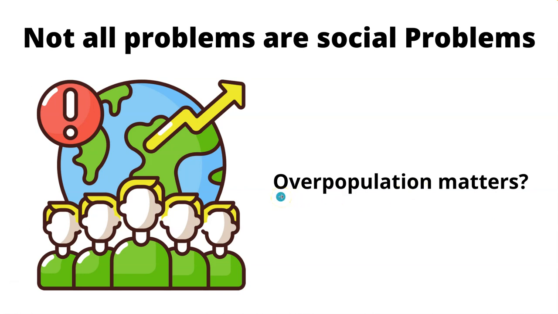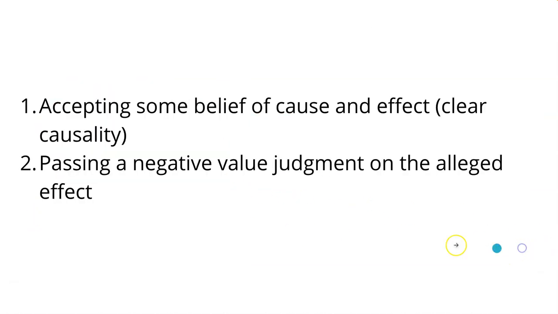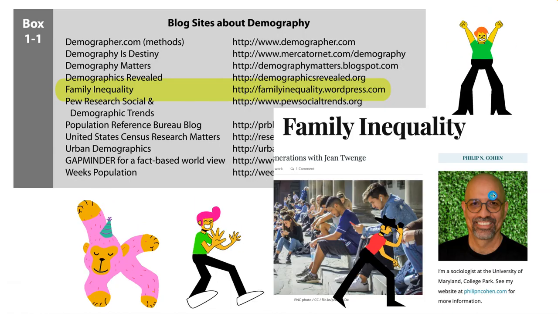And what do you think about overpopulation? For example, do you think we have a sufficient number of people in the United States, or do you think there are too many people in the United States? You may have your own opinion about them, but these are some of the key topics in population studies. This also involves offsetting some beliefs about cause and effect, and passing negative value judgments and alleged effects. These are very relevant to population studies, and we will cover that throughout the semester.